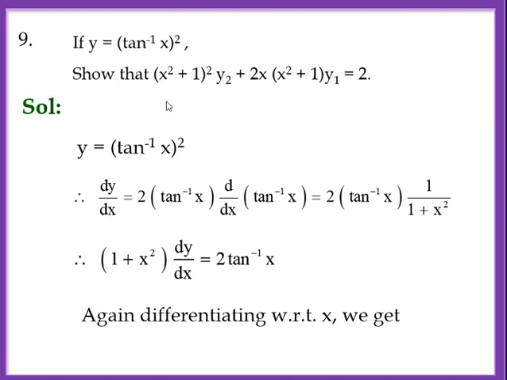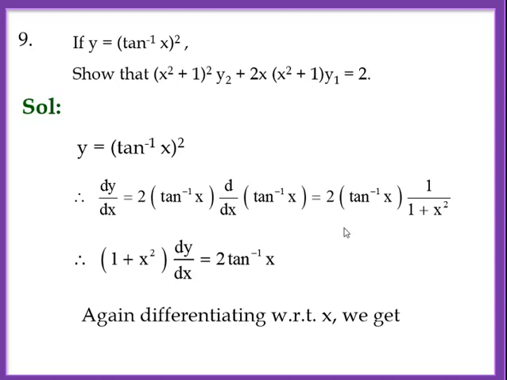If y equal to tan inverse x whole square, show that (x square plus 1) square y2 plus 2x (x square plus 1) y1 equal to 2. Now, y is square of tan inverse x. Differentiate. So 2 tan inverse x into derivative of tan inverse x, which is 1 upon 1 plus x square.